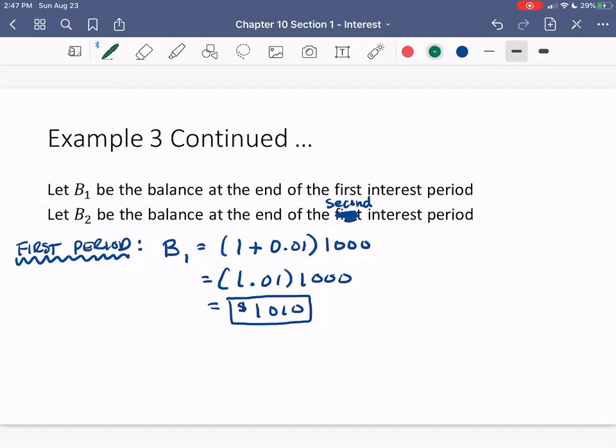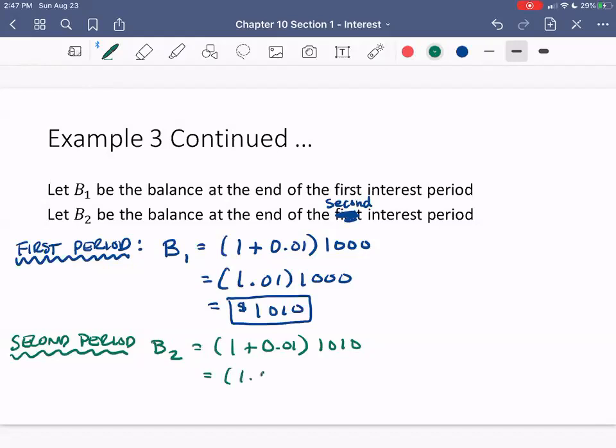Now our second interest period. That is our B sub 2. And we're going to say again, it's still 1 plus our interest, which is still the same. But now our previous balance is not 1,000, it's 1,010. So when we put that into our calculator, or actually we can do it again the long way, just to show you that 1 plus 0.01 is 1.01. We put that into our calculator and we get $1,020.10. So this is now our balance of our second period.